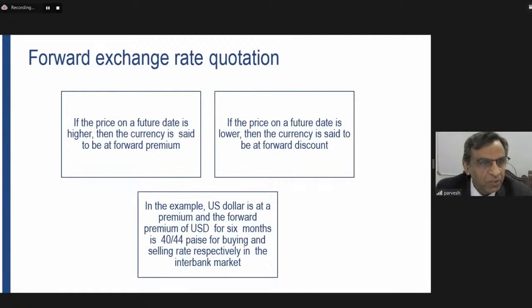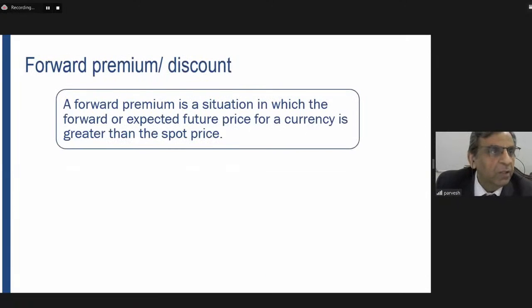The example which we discussed was that the US dollar is at a premium, and the forward premium of the US dollar for 6 months is 40/44 paisa for buying and selling rate respectively in the interbank market. We have already covered some part of what the interbank market is, but we will be covering a little bit more today. So, forward premium and discount.